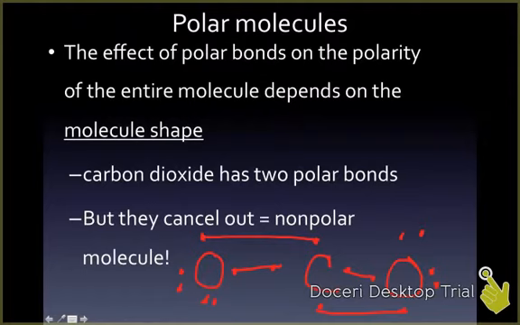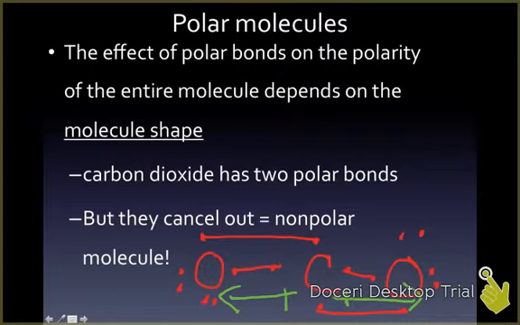Now, these are going to be polar bonds because there is a difference in electronegativity between oxygen and carbon. Who has the higher electronegativity? Well, that would be oxygen. It's closer to fluorine than carbon is. So I'm going to draw my arrows pointing in the direction of higher electronegativity. So oxygen is going to have a higher electronegativity than carbon. And over here, again, oxygen is going to have a higher electronegativity than carbon.